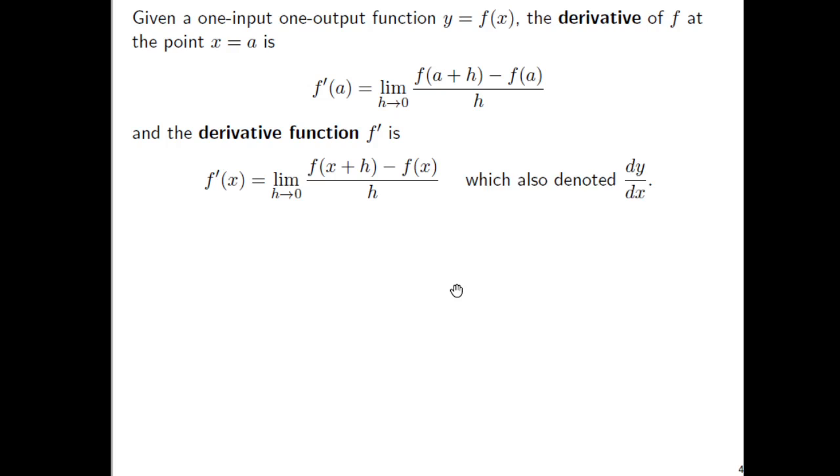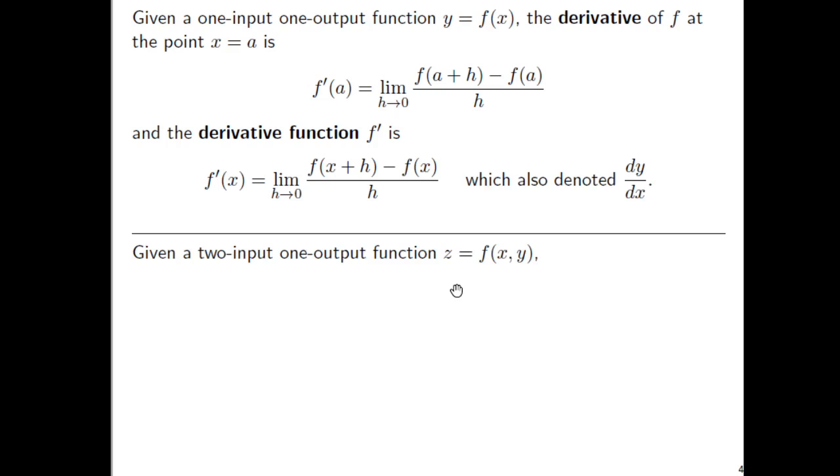And this is, of course, also denoted dy over dx. So we have f prime, that's the Newton notation. We have dy over dx, which is the Leibniz notation.